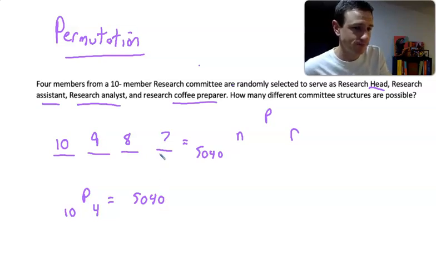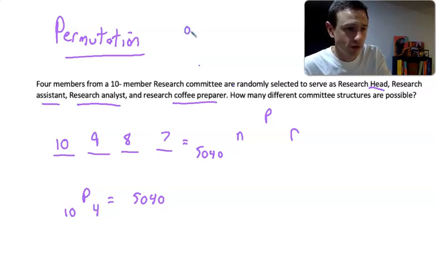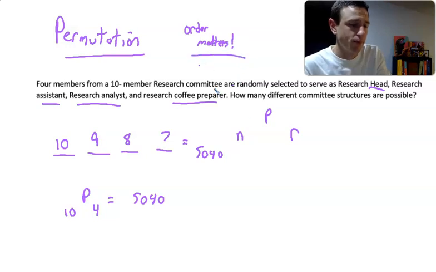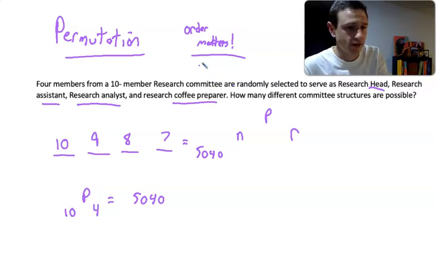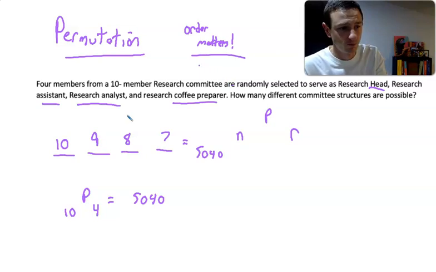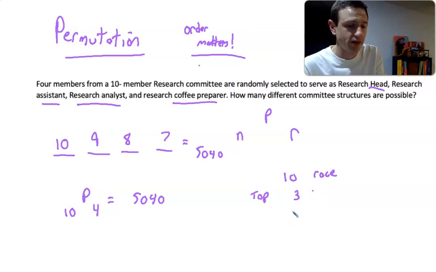So for a permutation, it's important to know here that order matters. That's probably one of the most important aspects of the permutation in comparison to a combination. The order matters. Another classic example of a permutation is, let's turn this into a race. 10 people running a race, and we want to know how many ways can the top 3 finish. So 10 people in a race, how many ways can the top 3 finish?